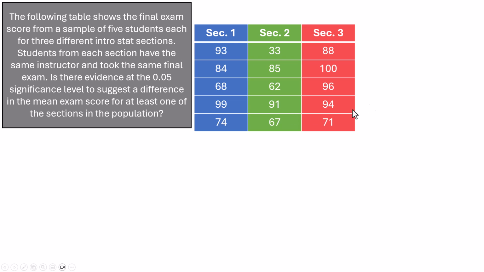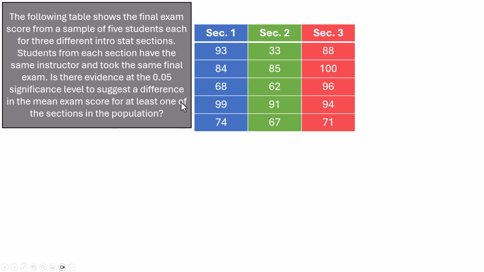Now, ideally, you would have bigger sample sizes from this, but I think I used this in a video where I did everything by hand, and I wanted to not have too many numbers to make it easier. Anyways, students from each section had the same instructor and took the same final exam. And we want to know, is there enough evidence at the 5% level of significance to suggest a difference in the mean final exam score for at least one of the sections in the population?